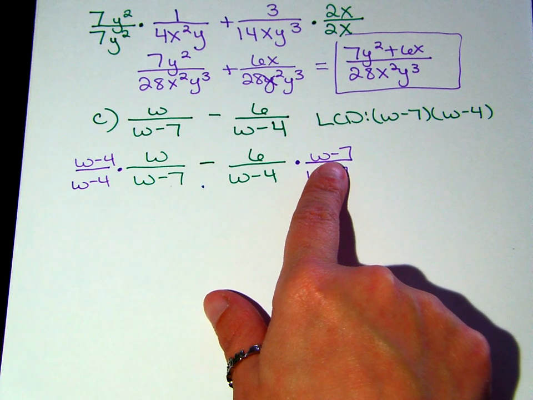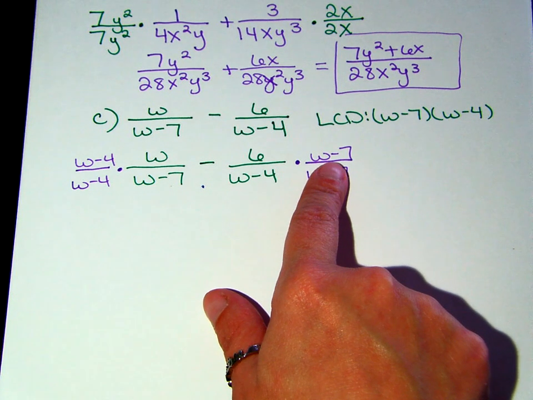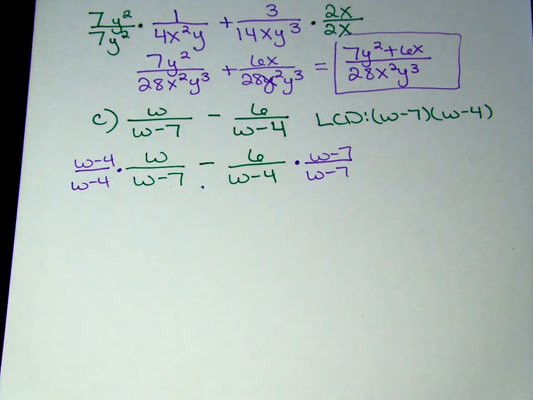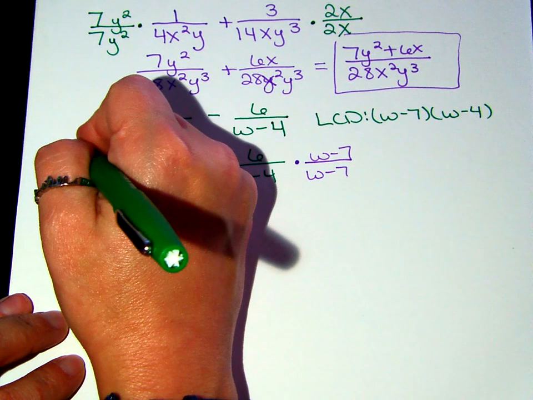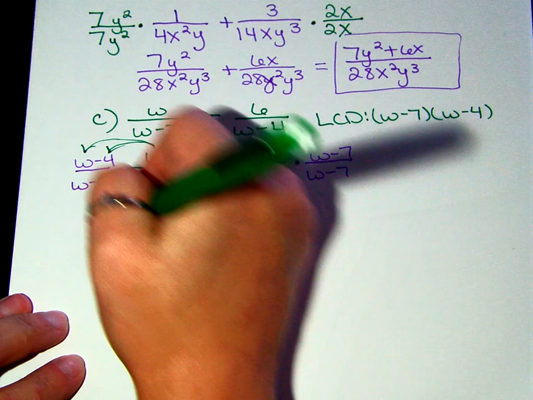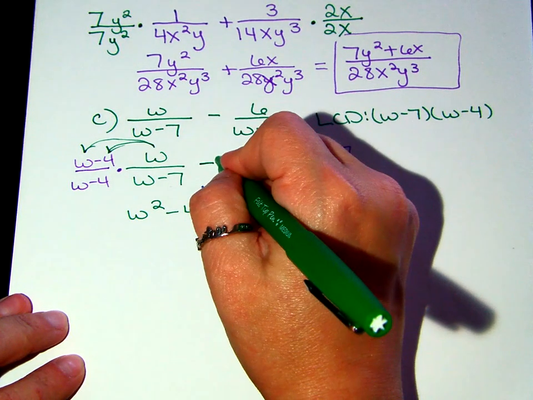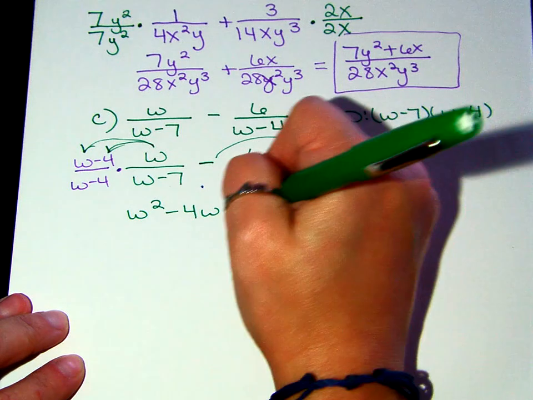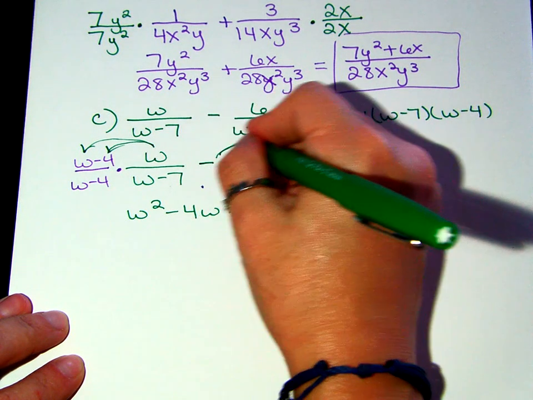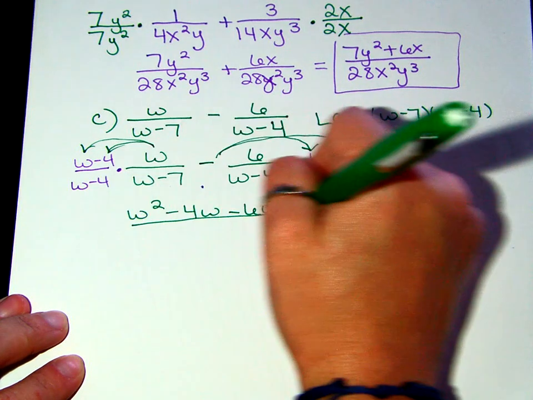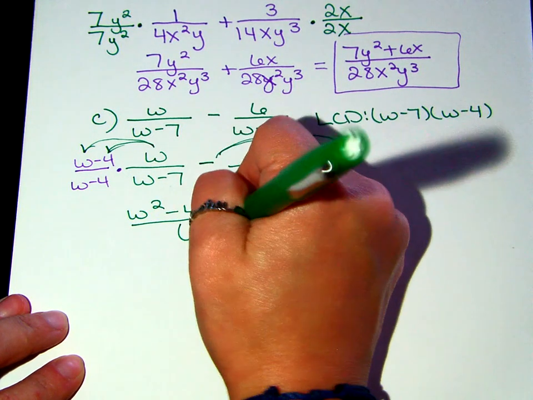And I'm actually going to distribute the negative with it so that I can just have a positive in there and I don't have to worry about having a subtraction problem any longer. So I'm going to distribute my W. So I have W squared minus 4W. Then I'm going to distribute the negative 6, which will give me a negative 6W, and distribute the negative 6 to the negative 7, giving me a positive 42. And all of that goes over W minus 7, W minus 4.